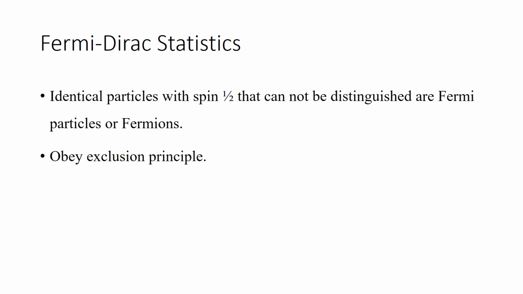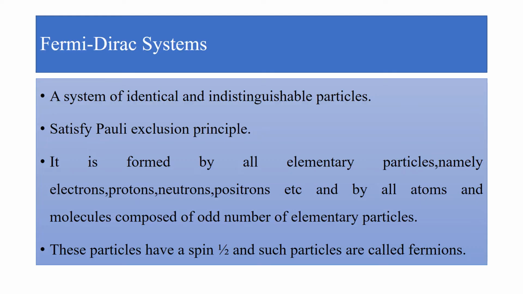Next is Fermi-Dirac statistics. That is, identical particles with spin half that cannot be distinguished are Fermi particles or fermions. They obey Pauli's exclusion principle. Fermi-Dirac systems, that is, anti-symmetric eigenfunctions. It is a system of identical and indistinguishable particles that satisfy Pauli's exclusion principle, which postulates that there is never more than one particle in a given quantum state.